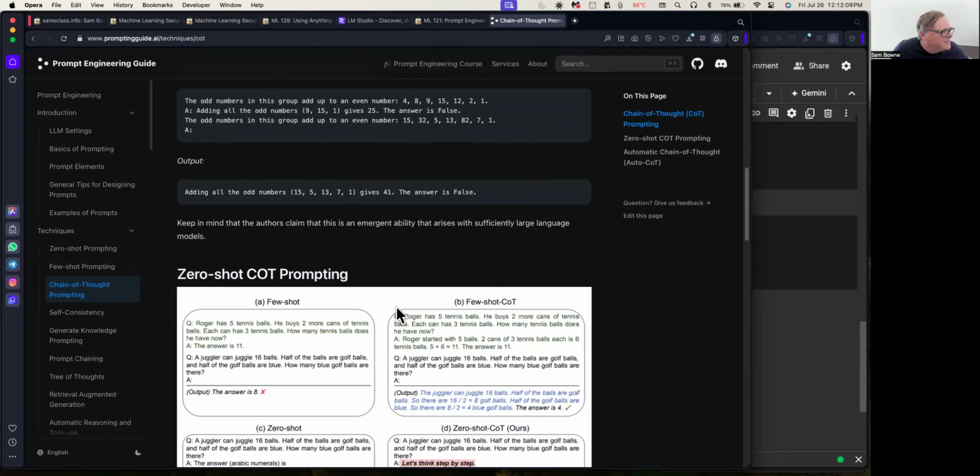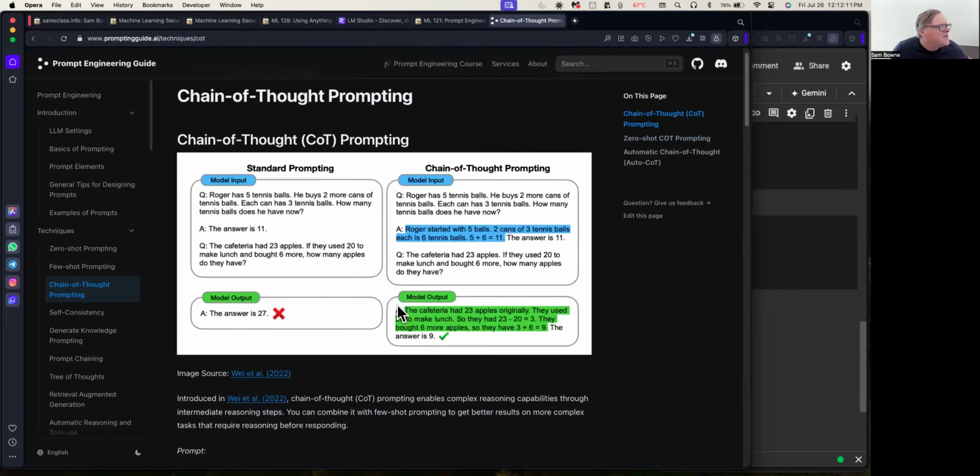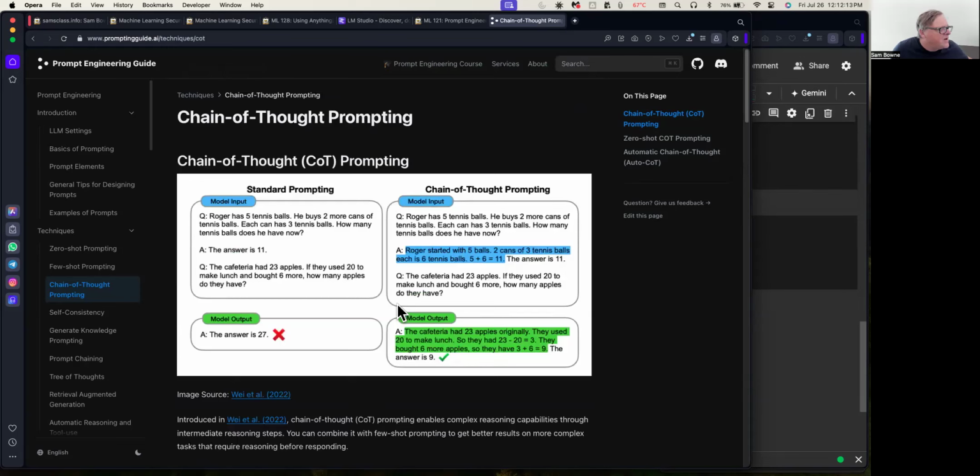But okay, what is this? This is chain of thought prompting. Okay, I finally understood their example here. They have the same question, but in their example, instead of just giving it the answer, you tell it how to get there. Roger started with 5, 2 cans of 3 is 6, 5 plus 6 is 11. The answer is 11. Now I understand. So instead of just telling it to get to the answer, you guide it step by step towards the answer.